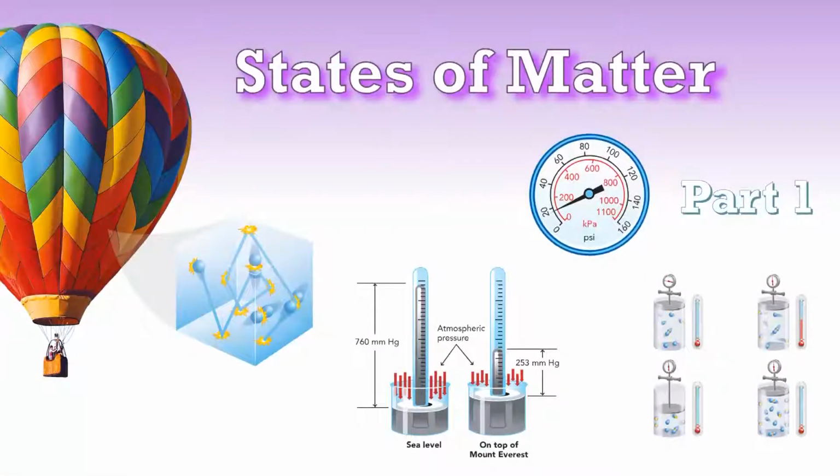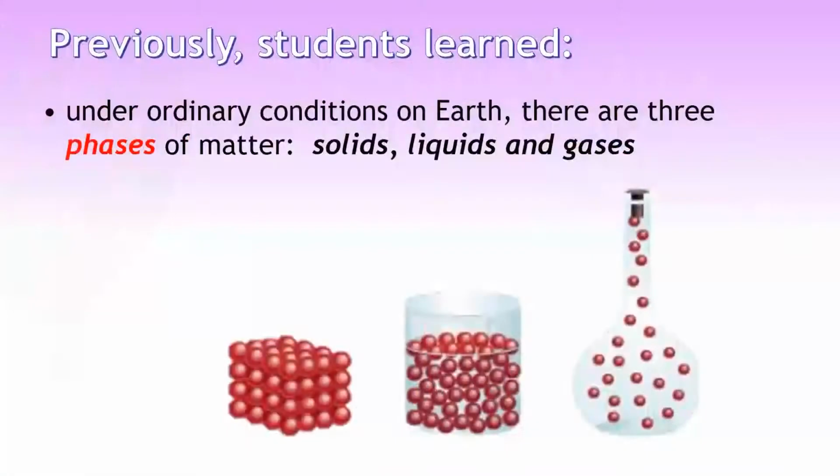States of matter, part 1. Previously, students learned that under ordinary conditions on Earth, there are 3 phases of matter: solids, liquids, and gases. In this illustration, the red spheres represent atoms or molecules in those different phases.